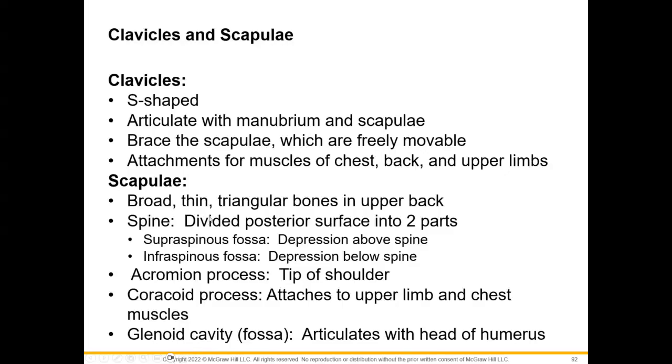The scapulae are the broad, thin, triangular bones in the upper back. Okay, the spine divides the posterior surface into 2 parts: the supraspinous fossa, which is a depression above the spine, and the infraspinous fossa, which is a depression below the spine. The acromion process is the tip of the shoulder. The coracoid process attaches to the upper limb and chest muscles, and the glenoid cavity or fossa is what articulates with the head of the humerus.